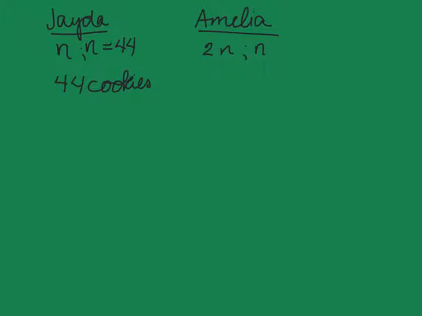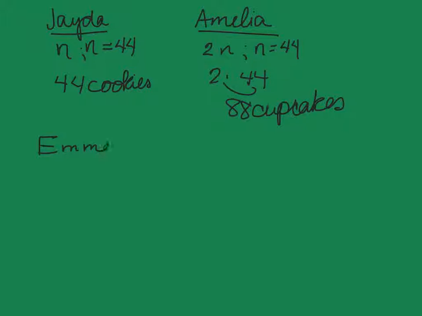So a semicolon to separate them. N is still equal to 44. 2 times 44 is 88 cupcakes, which is exactly what we got last time. And then we have Emma. The expression for what Emma made was x minus 12. A semicolon to separate the two parts. X equals 44. I've got 44 minus 12. Well, if I have 44 minus 10, that would be 34. Minus 2 more gives me 32 cookies, exactly what we had last time.